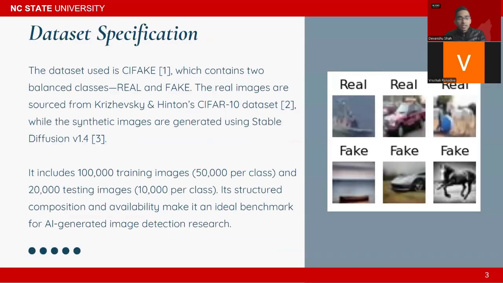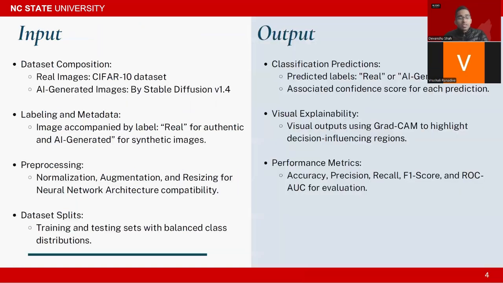We use the CIFAKE dataset for this study. It consists of 100,000 training images and 20,000 testing images, equally split between two classes, real and fake. Real images were sourced from the CIFAR-10 dataset, while fake ones were generated using Stable Diffusion version 1.4, a state-of-the-art model. Its structure makes it an ideal benchmark for studying AI image detection. Each image in the dataset is labeled as either real or AI-generated.